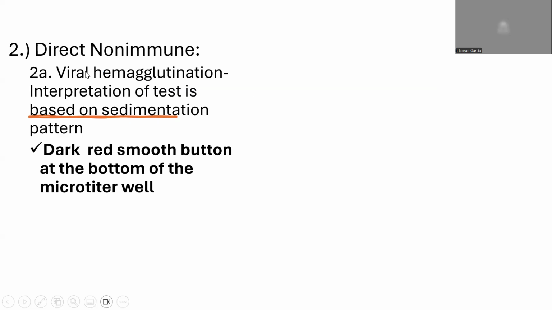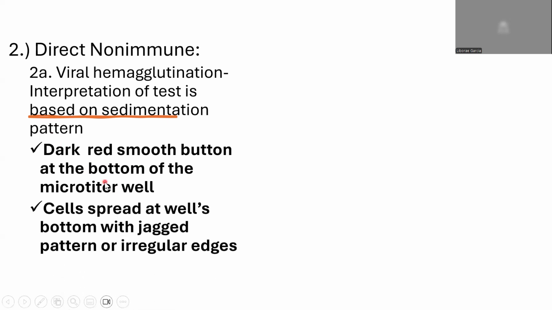Okay? So you have there's mga results possible. Okay? So you have dark red smooth button at the bottom of the microtiter well. This is a negative result. While if there are cells spreading at the well's bottom with jagged pattern or irregular edges, that will be your positive na reaction. Okay?